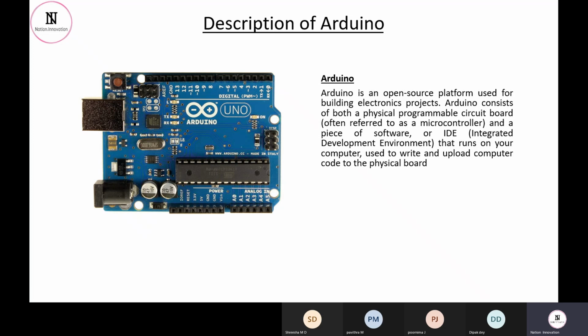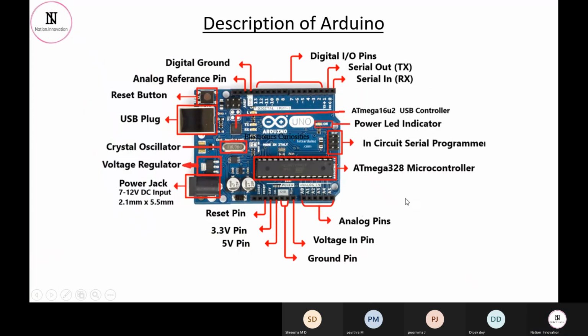Fine. Now the IDE is used for compilation, checking for errors in the code, and providing what functionality we are going to put into the chip and how this function should work with the Arduino board. So let's see what components are available in this board.